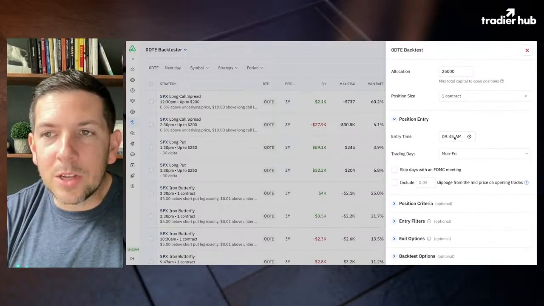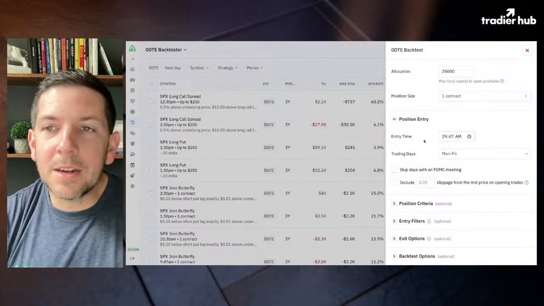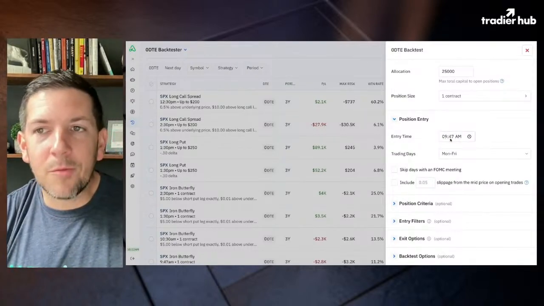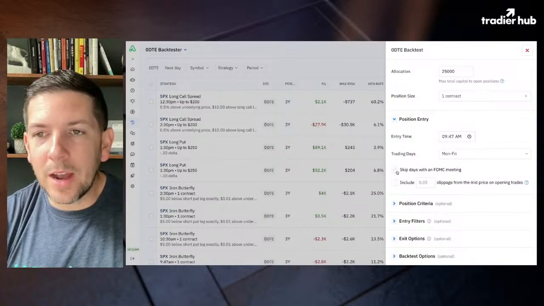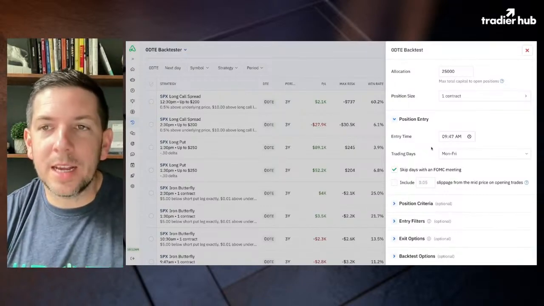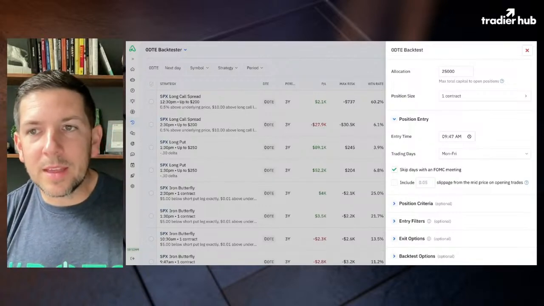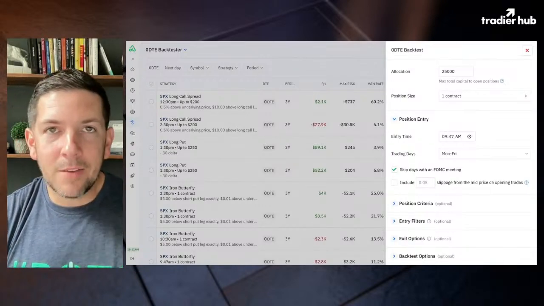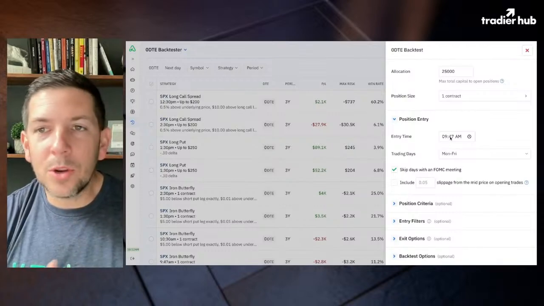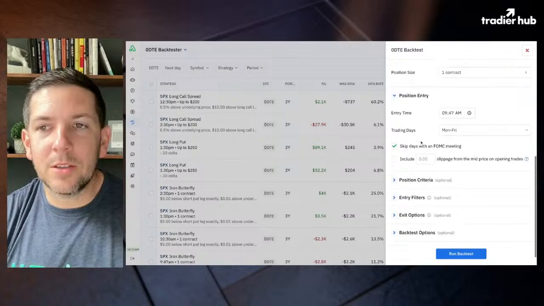And entry time, you can change the entry time here to be something super, super specific. So I can literally say at 9:47 a.m. Monday through Friday, skip FOMC days. That's what I want to test. I want to test entering a new position every single day of the week that's not a Fed day at 9:47 exactly in the morning. So you can put in whatever time you want here to test the logic for this particular strategy.